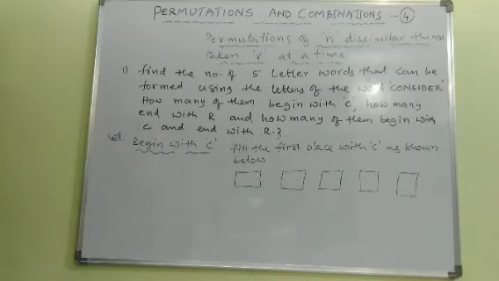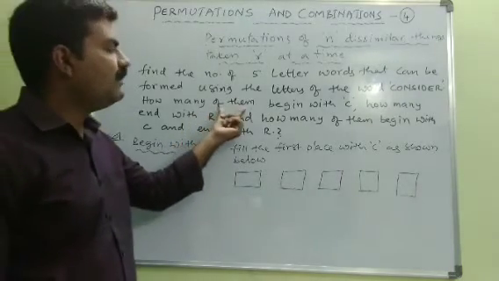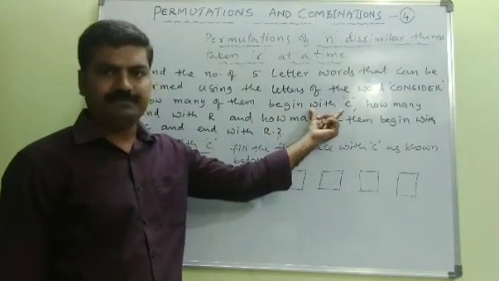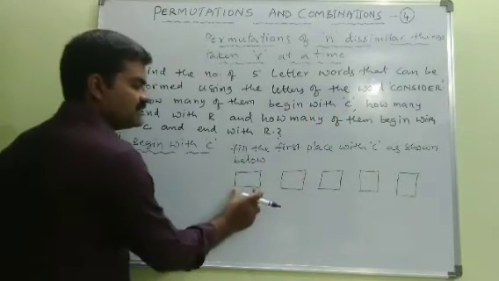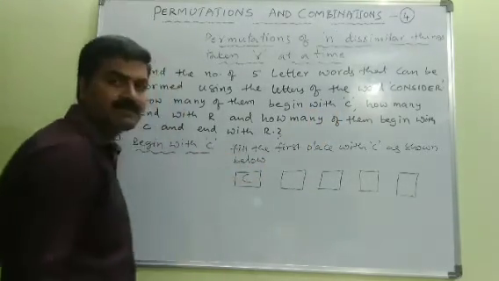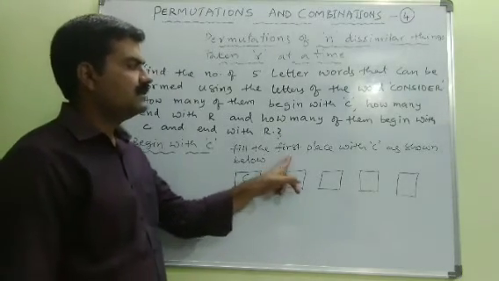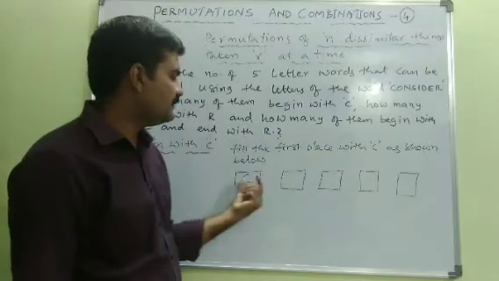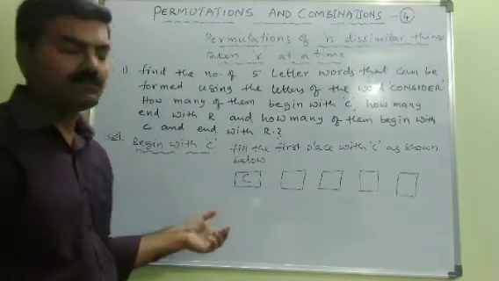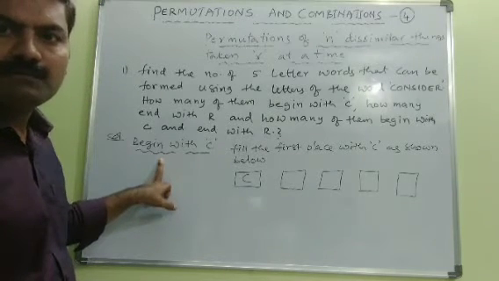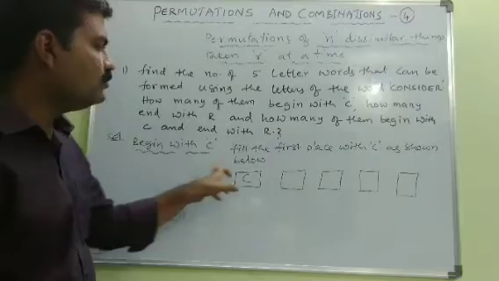Now look at the second condition. What is the second condition? How many of them begin with C? Begin with C. So now the first place is reserved. It must be starting with C, so first fill the first place with C. This is reserved now, because we are studying the number of 5-letter words which are beginning with C.